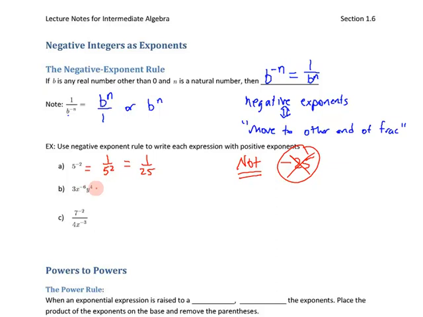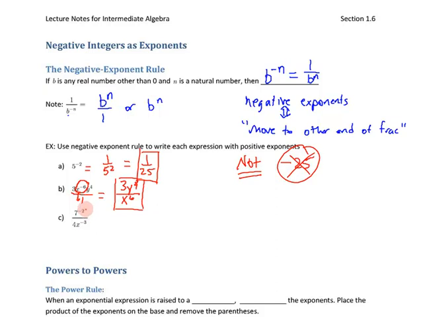3x to the minus 6, y to the 4th. If you treat this as a fraction, as all over 1, you're going to take the thing that has the negative exponent and move it to the bottom of the fraction. So this becomes 3y to the 4th over x to the positive 6. And that's the simplified expression using the negative exponent rule.